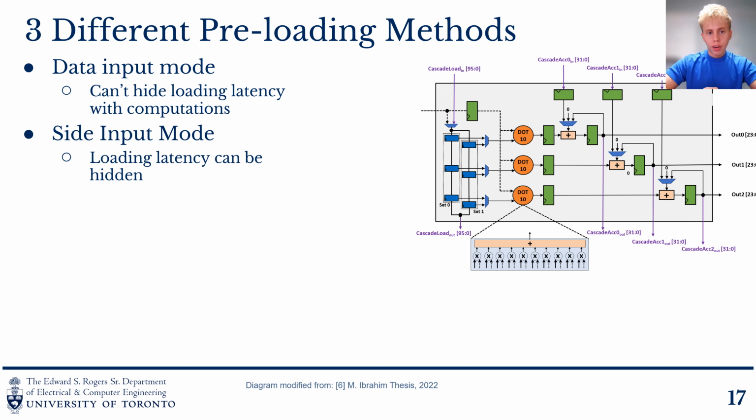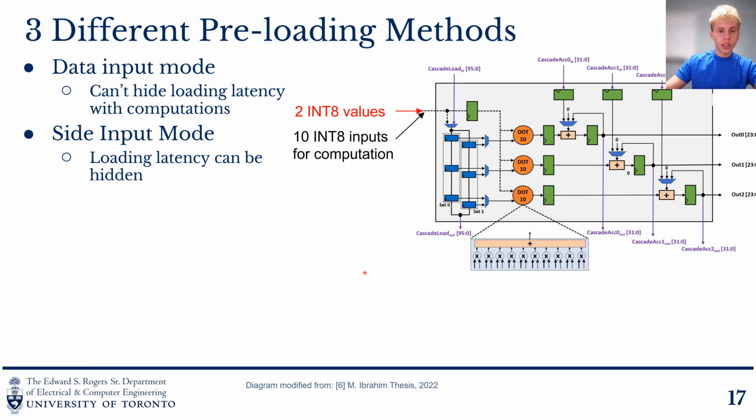The second type of preloading method is side input mode. For side input mode, we load 2 values at a time over 15 cycles, and that essentially leaves 10 inputs here available to use for computations. And so we have a longer loading latency, but we can hide that latency with computations if we can reuse enough data.